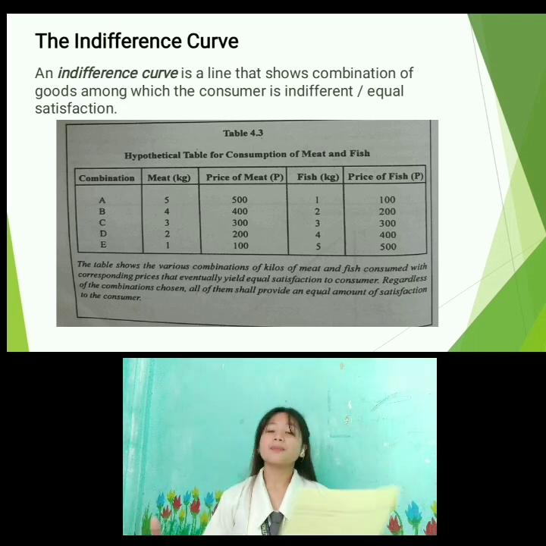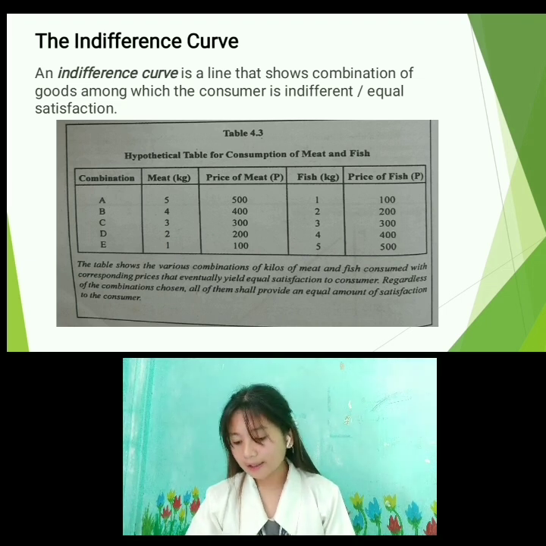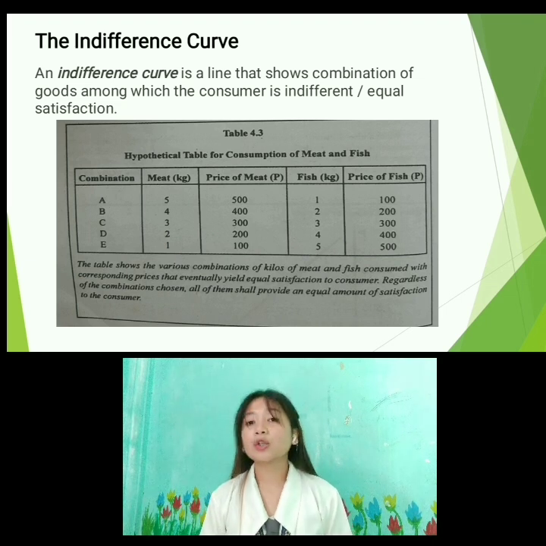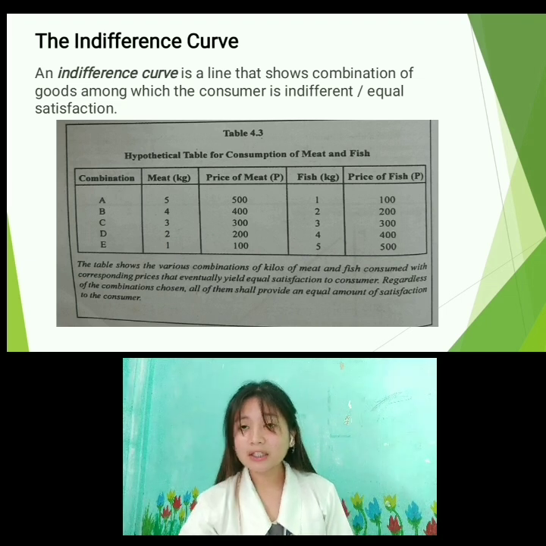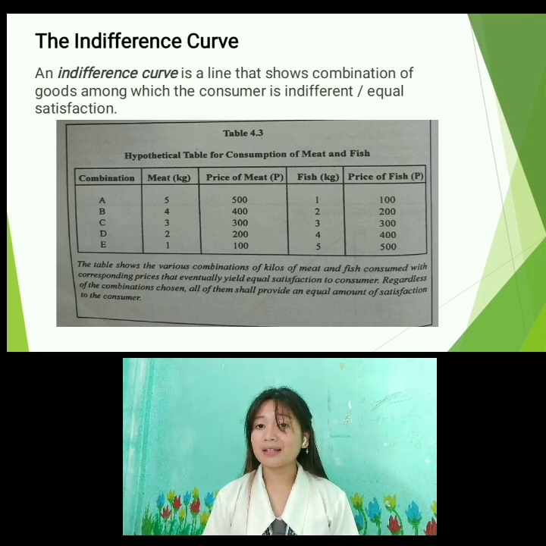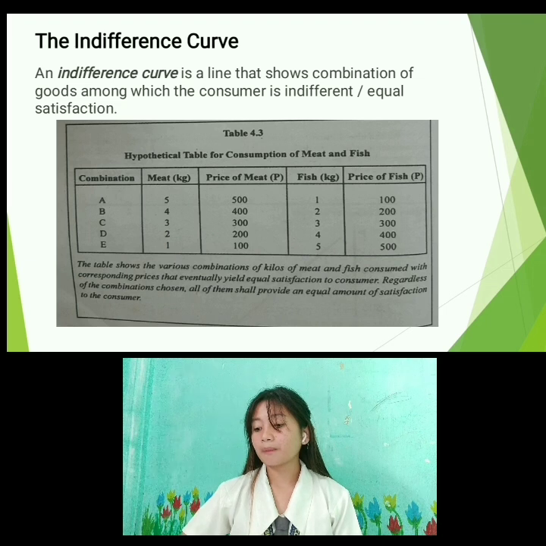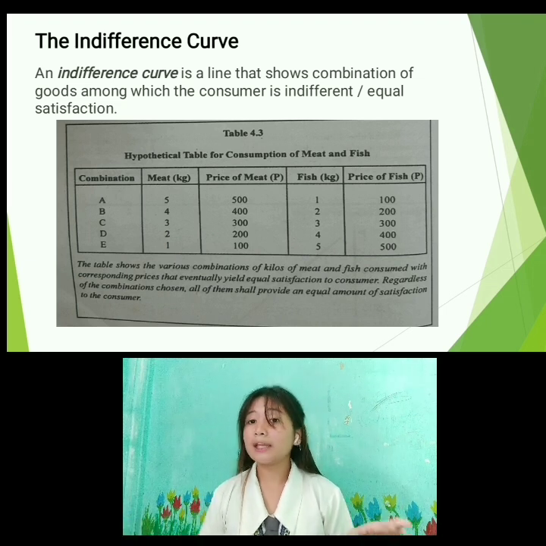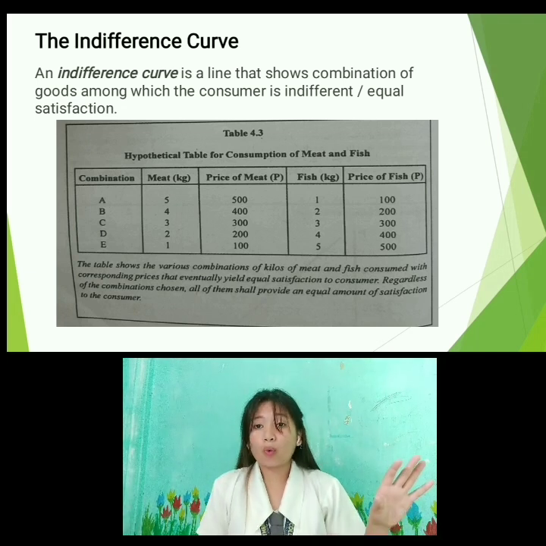Kasi nga, this is because each combination will give him equal satisfaction. No? And as you have observed, kahit saan combination ka pa, yung piliin mo, meron lang silang same price, diba? Ay, hindi siya same price, pero same budget lang, which is 600 pesos. So, that is what we call indifference tayo. Kasi nga, kahit saan yung piliin mo, same lang yung makukuha mong satisfaction. Kumbaga, yung benefit na makukuha mo, same lang din.